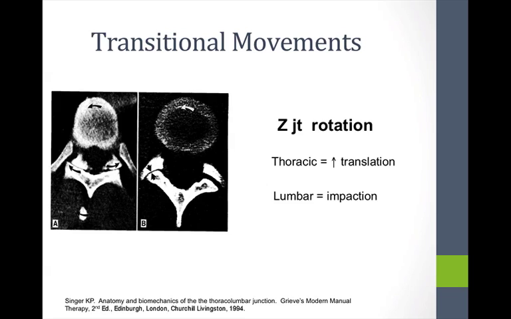Singer et al., using CT studies, demonstrated ipsilateral compression and contralateral separation in the sagittally directed articular surfaces, whereas the coronally directed joints tended to show translatory displacement.